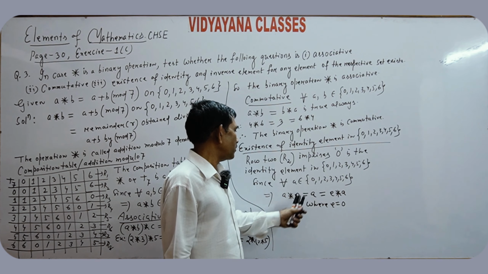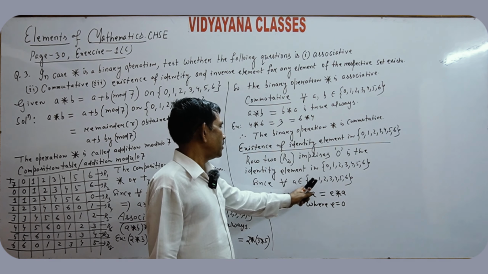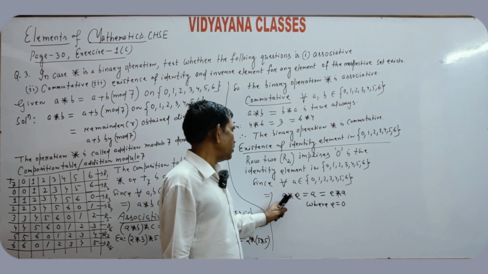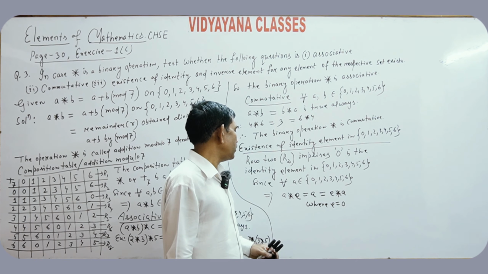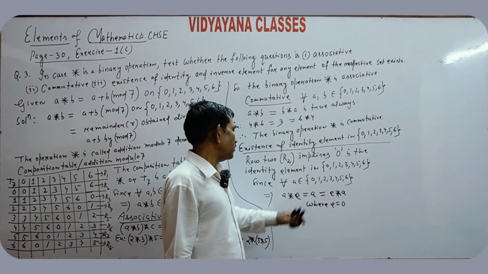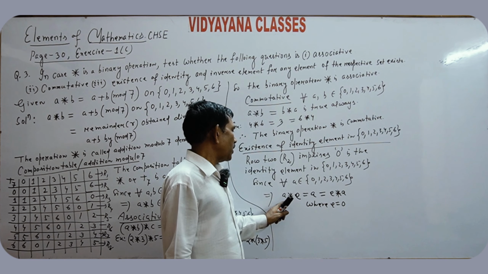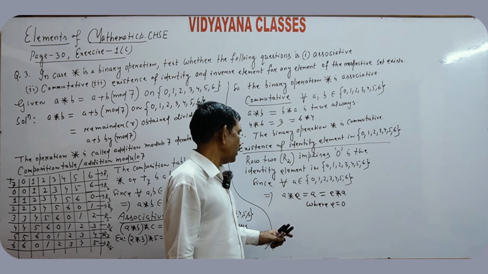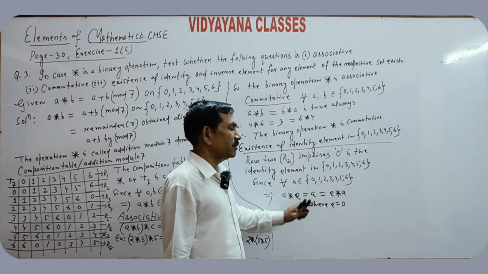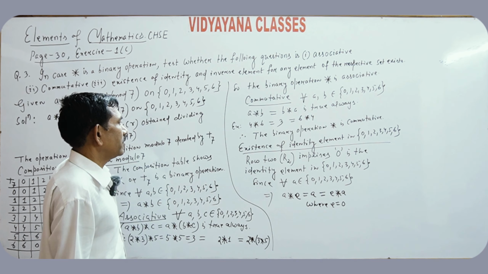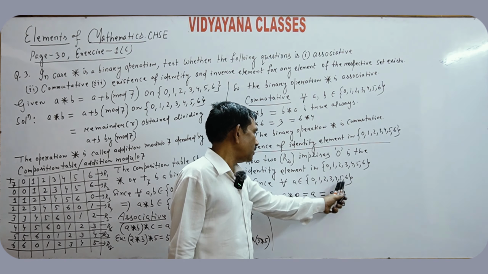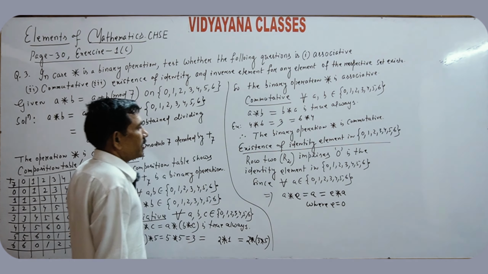Since for all A belonging to this set, A star E is A. If E equals 0 and A is 0, then 0 plus 0 is equal to 0; 7 divides 0 gives 0. If A is equal to 1 and E is equal to 0, then 1 plus 0 is equal to 1; 7 divides 1 gives 1. This is always true. So E equal to 0 is the identity element in the set containing these elements.